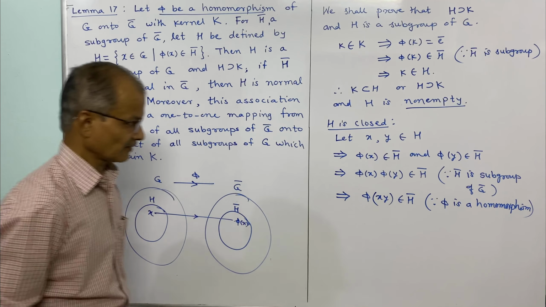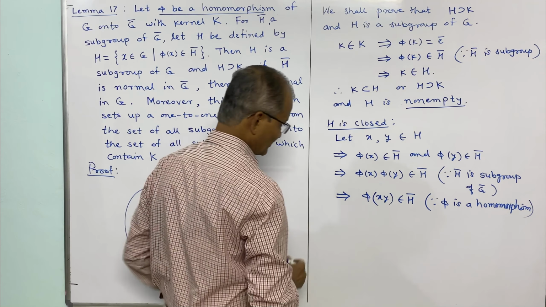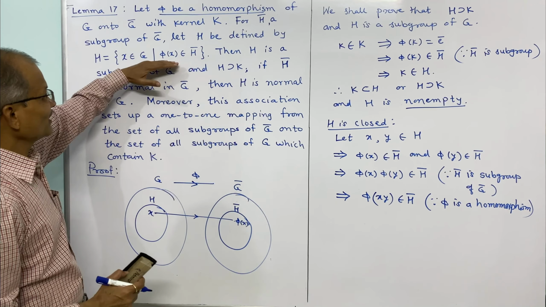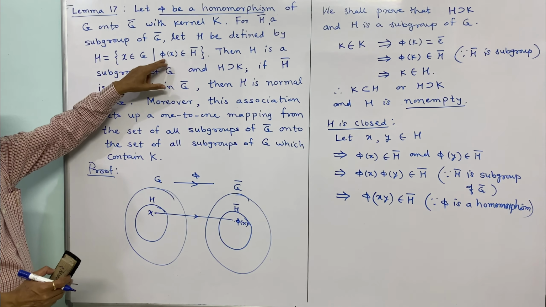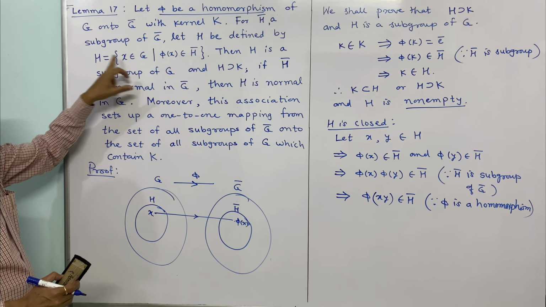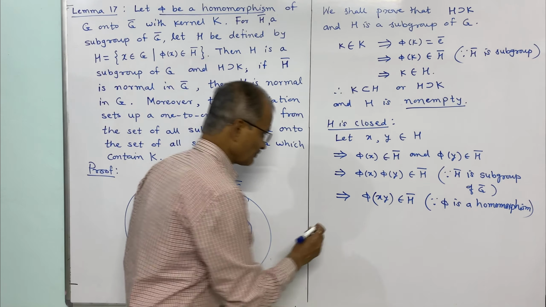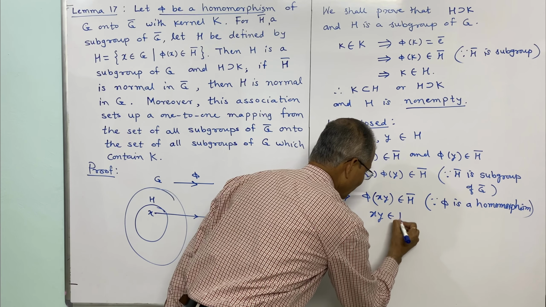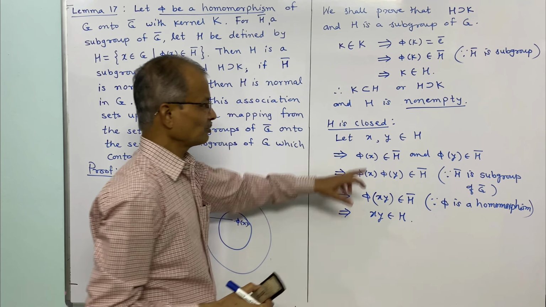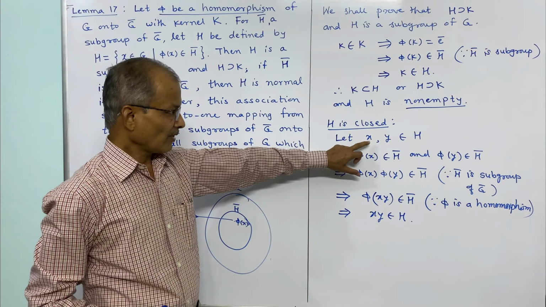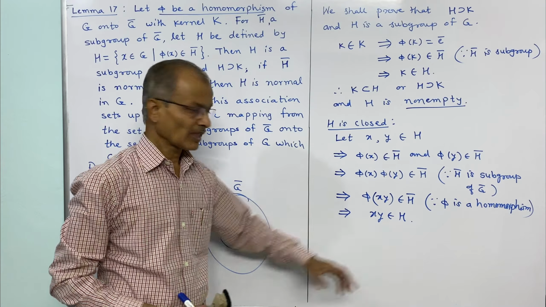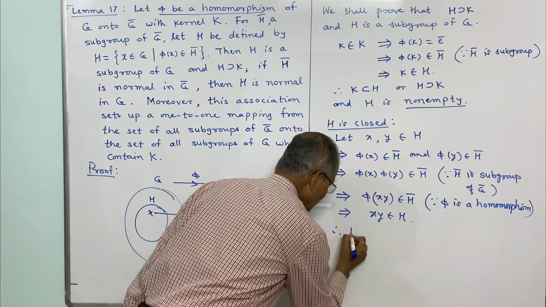Phi is a homomorphism, and phi of xy belongs to H bar. By the definition of H, if the phi image of x is in H bar, then x is in H. So this implies xy is in H, and thus this proves the closure property. X and Y are two elements in H, their product is also in H, and therefore H is closed.